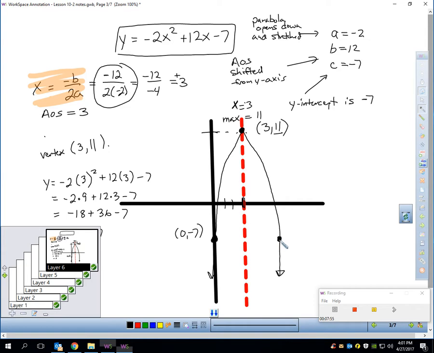Now let's think about how to get to that point. From here to here is 3 units, right? Because there's the axis of symmetry, 3 units over. So from here to here, it must be another 3 units, which means this whole thing must be 6 units over, which makes this point 6, and it's 7 units down. That must be the point (6, -7). So I should be able to pretty easily label 3 points on my parabola. I got my vertex labeled right there. I definitely have a maximum at 11. Okay?